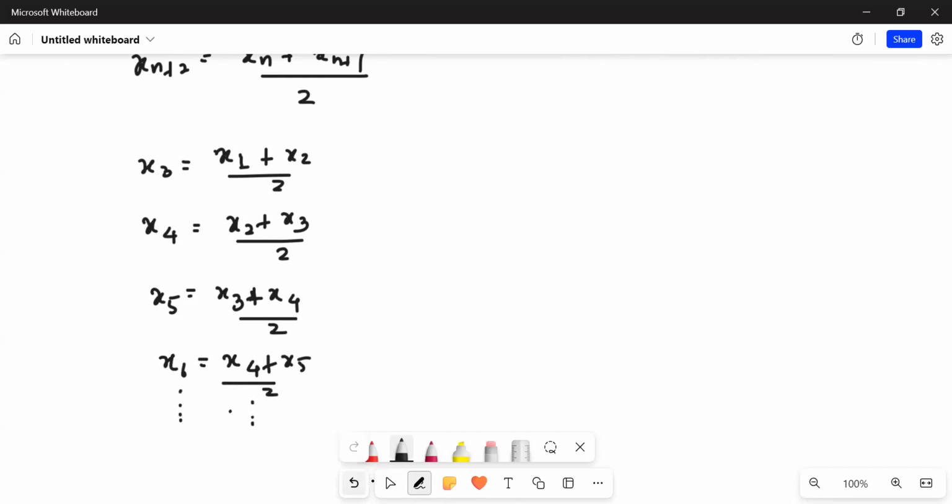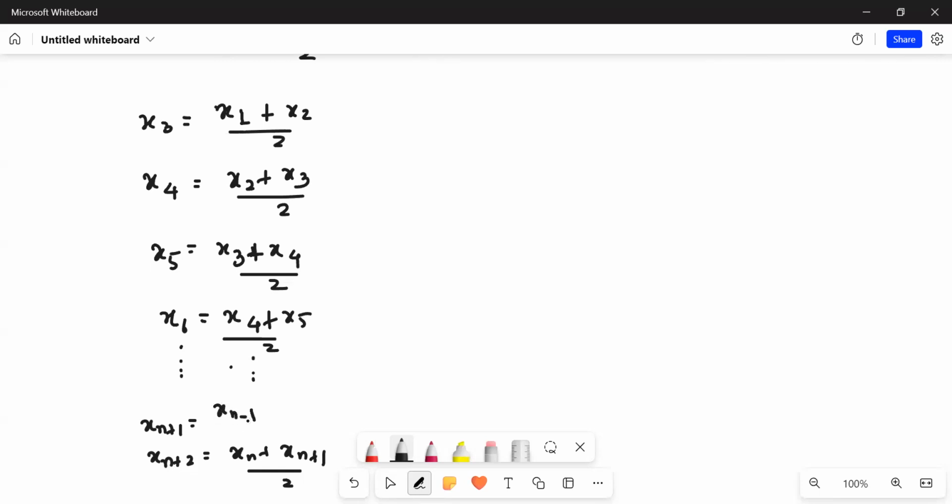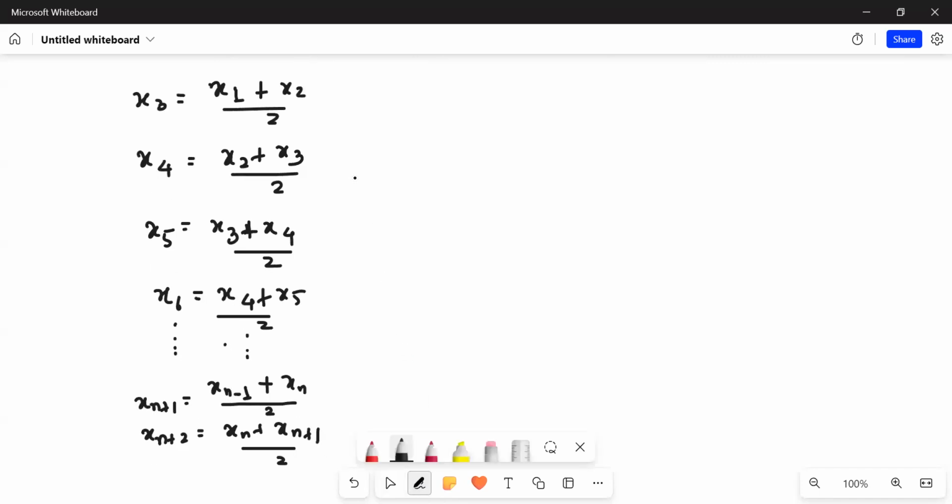And if I keep doing so, let me do it till the last and second last term. So this will be xn plus 2 equals (xn plus xn plus 1) upon 2. And just a term before would be xn plus 1. And how do I get xn plus 1? By placing n equals n minus 1. So if I place n equal to n minus 1, okay, this is it. Now what I'll do, add all these.